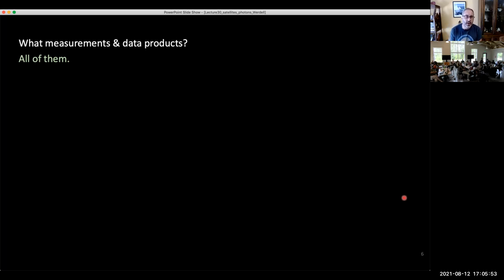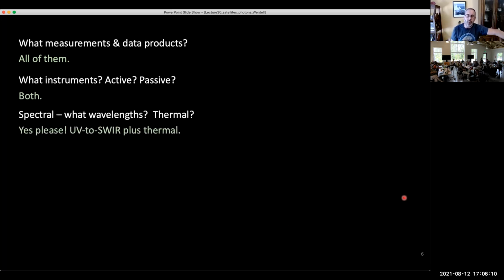So I'd ask you, what kind of measurements and data products do you want? And then all the voices would chime in all at once. And it turns out you want all the data products possible. What instruments do you want? Active instruments like LiDARs, passive instruments? You want both of them. You can't decide. You need them both. What wavelengths do you want? All of them. Yeah. Do you want to go into thermal bands so you can do SST? Inevitably, yes. What resolution? Less than a nanometer hyperspectral, of course. Across UV to shortwave infrared.